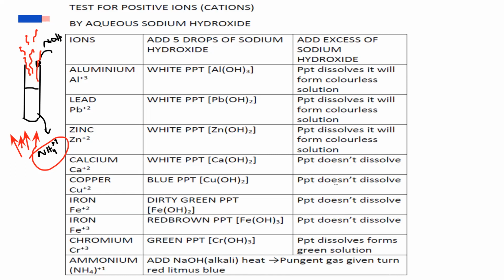So these are the tests for the positive ions. We add sodium hydroxide, 5 drops, and then we add an excess. Is it clear till this point? Anyone having a doubt or a question till this point?